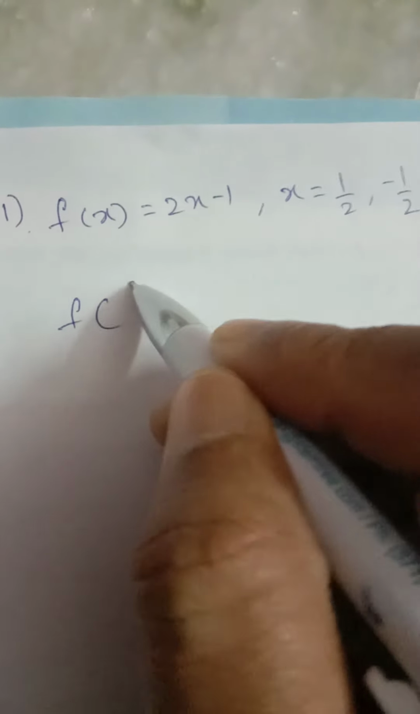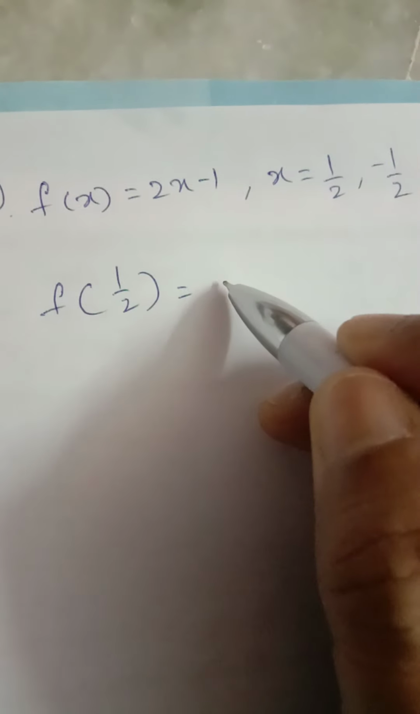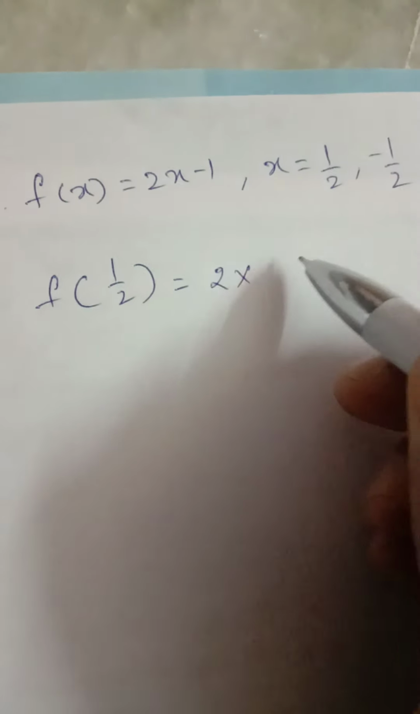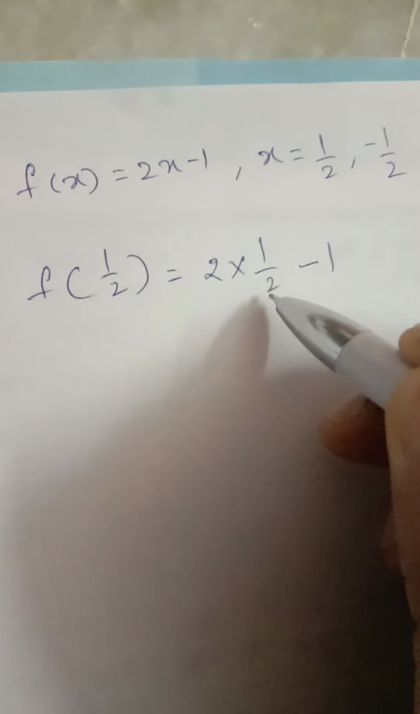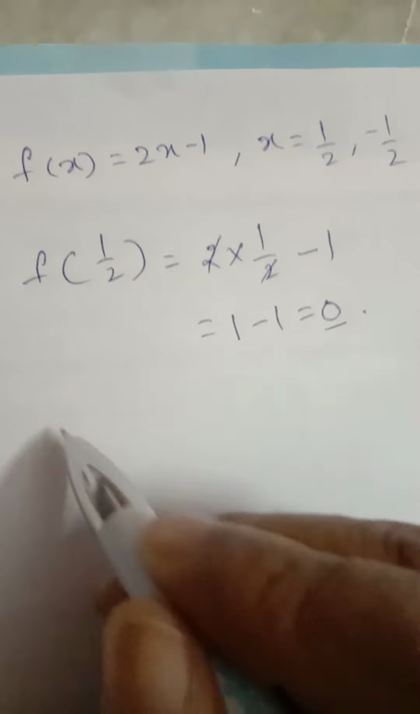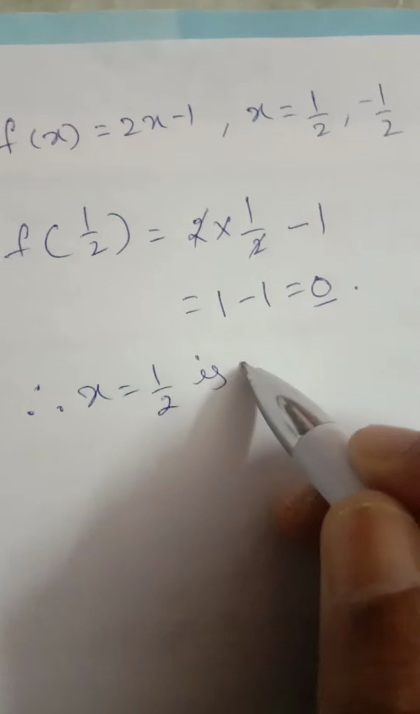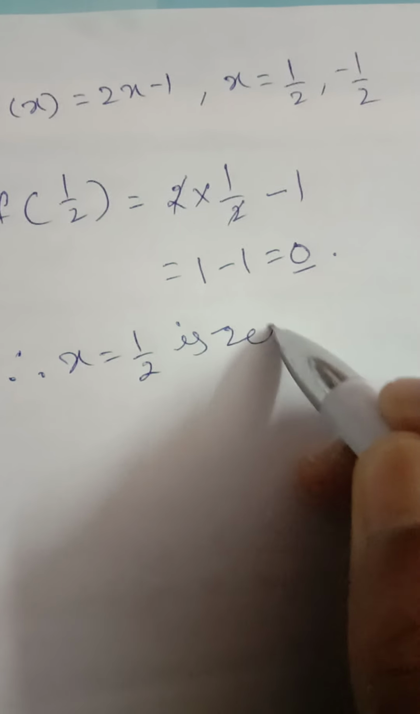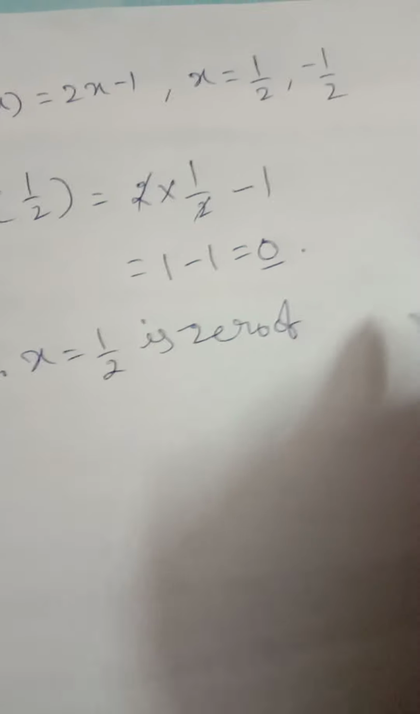Next, question number 8. F of x is equal to 2x minus 1, x is equal to 1 by 2, minus 1 by 2. F of 1 by 2 is equal to 2 into 1 by 2 minus 1. 2, 2 cancel, is equal to 1 minus 1, which is equal to 0. Therefore x is equal to 1 by 2 is a zero of the polynomial.